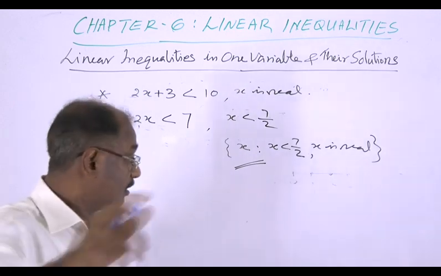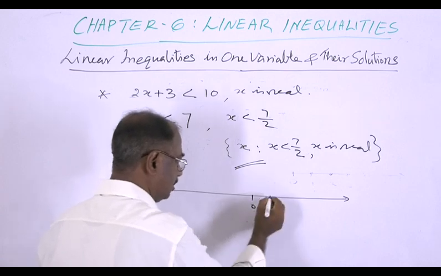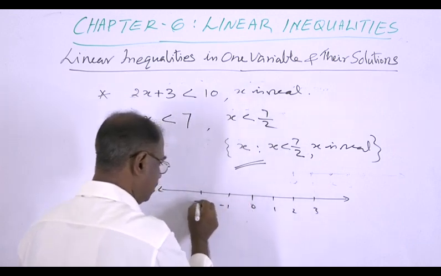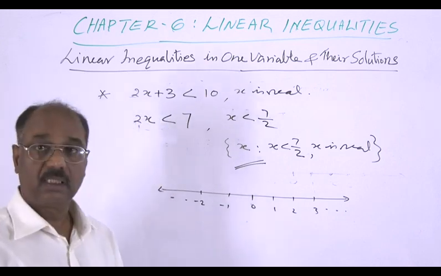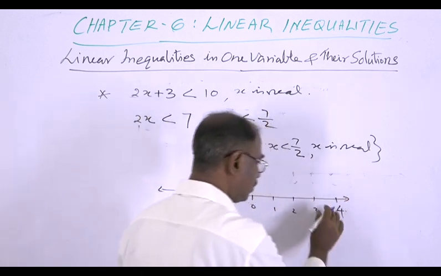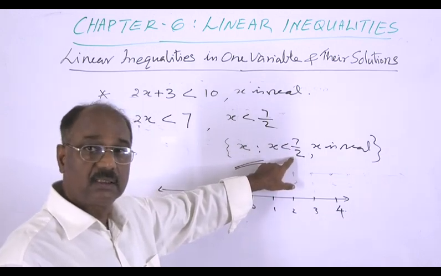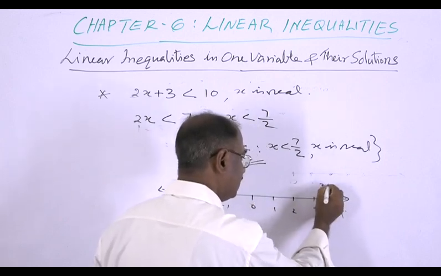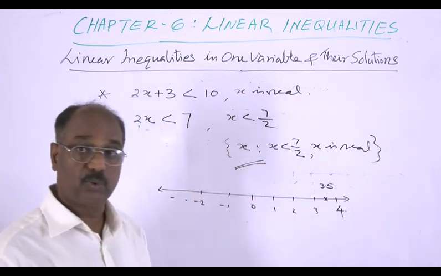And graphically, draw the number line first. Then mark the 0 here, then 1, 2, 3, and minus 1, minus 2, etc. Then 7 by 2, which is 3.5, lies between 3 and 4. Then x is less than 7 by 2.